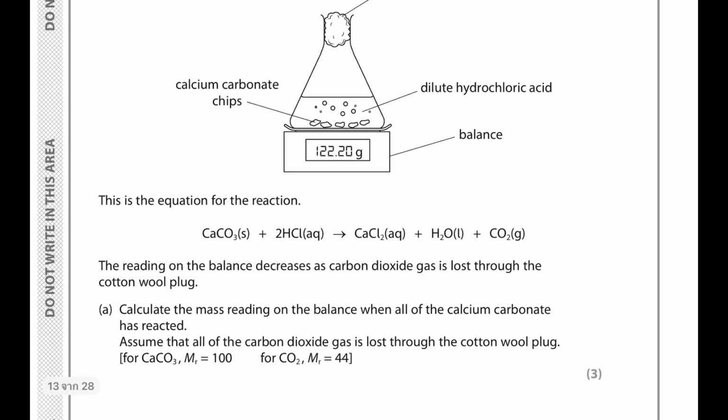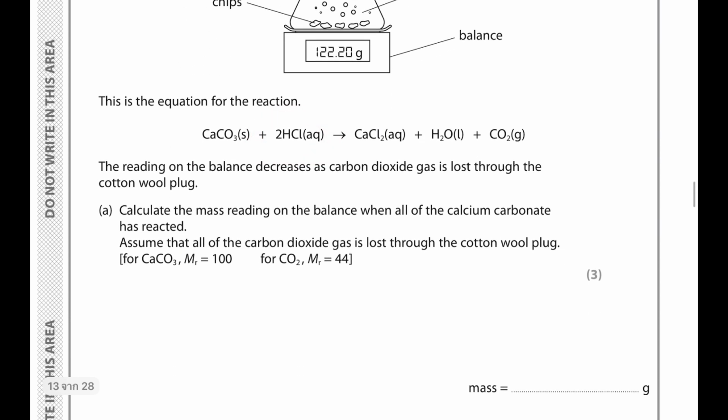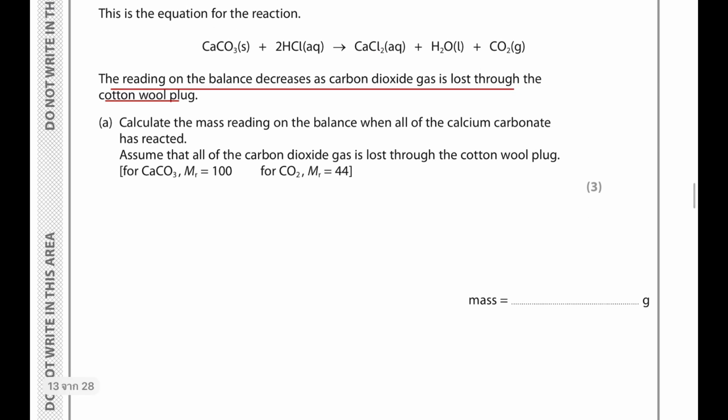This is the equation for the reaction. The reading on the balance decreases as carbon dioxide gas is lost through the cotton wool plug. Question A. Calculate the mass reading on the balance when all of the calcium carbonate has reacted. Assume that all of the carbon dioxide gas is lost through the cotton wool plug.